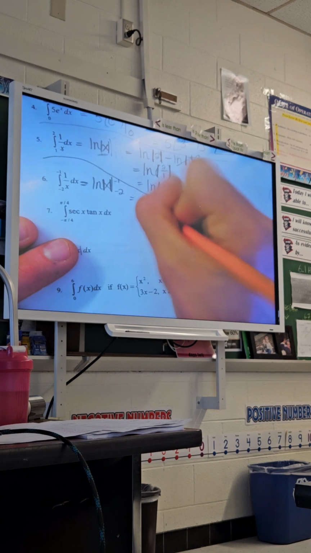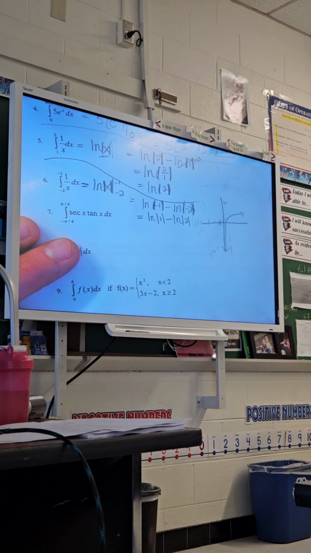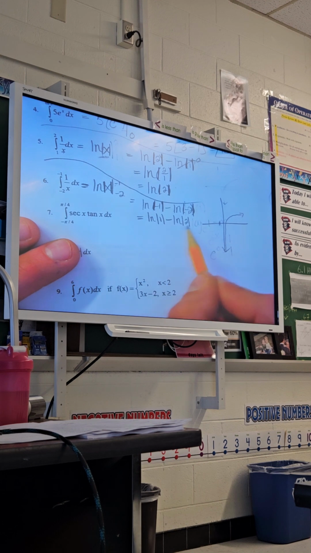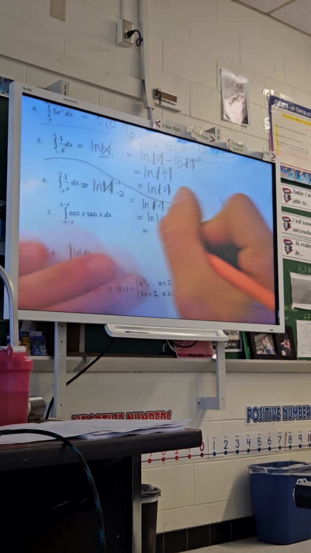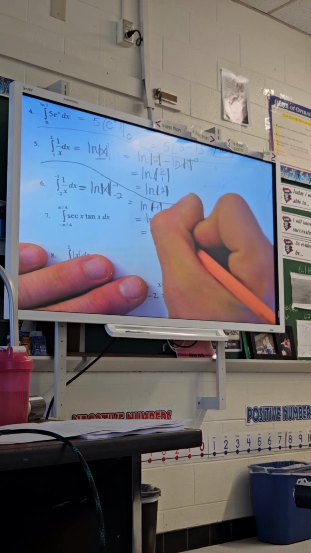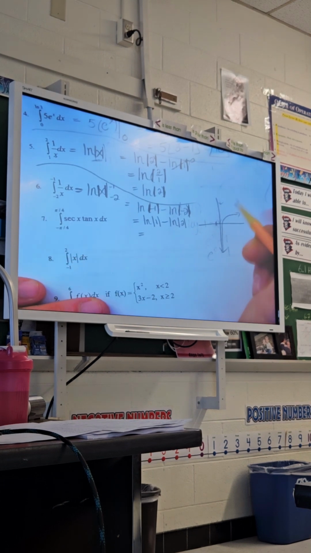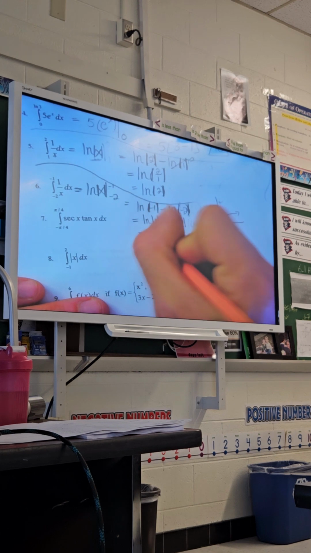Natural log of 1 minus natural log of 2. I don't even think we've already done the absolute value, so pretty sure we do not need the absolute value right there. Do it as 0 minus natural log of 2. You could make this 0. Would you get different answers? No.